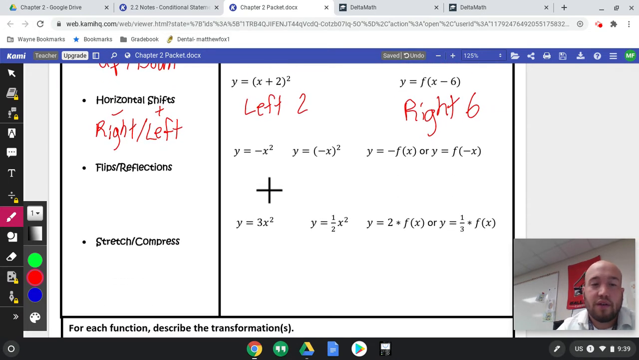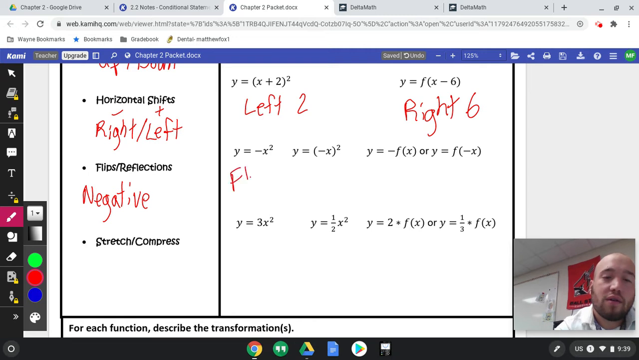Okay, so now flips or reflections. This is going to involve a negative sign in front of the function somewhere, and it depends on how it looks. If we look at this first one, negative x squared, that's going to flip it up or down. So flip it up or down if it's in front. However, if it's inside the parentheses, like on this one, it would flip it to the left and the right.